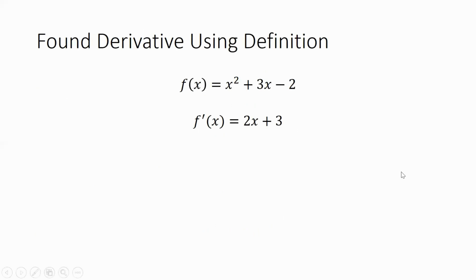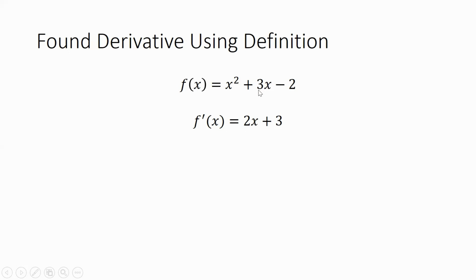Now, we can do this function using the sum difference rule and the constant multiple rule. In fact, I alluded to it in a previous video. We have x squared plus 3x minus 2. So that means I have 3 terms. I can take the derivative of the x squared component. That, using the power rule, is 2x. I can take the derivative of 3x.